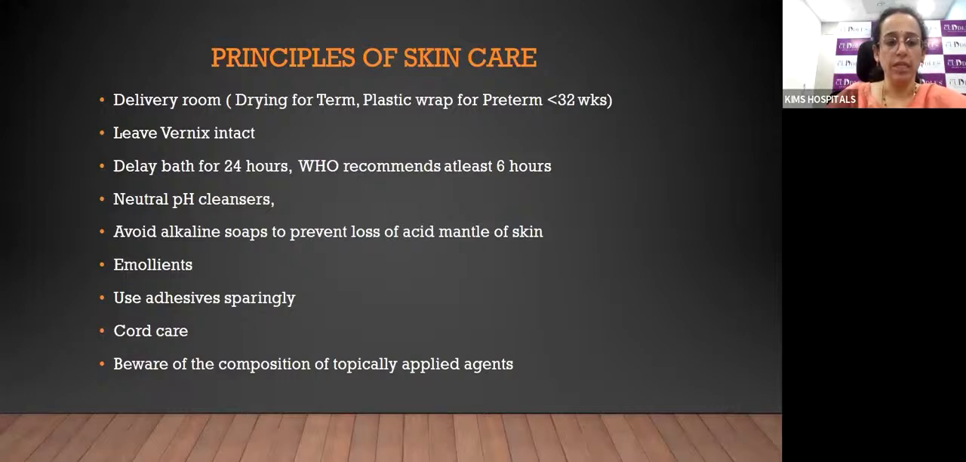Emollients are good to apply on the skin of babies, particularly in babies with inherent skin conditions like ichthyosis and atopic dermatitis. They help in retaining the moisture of the skin. We should use any adhesive sparingly and remove it gently.